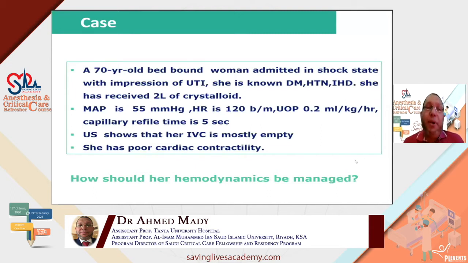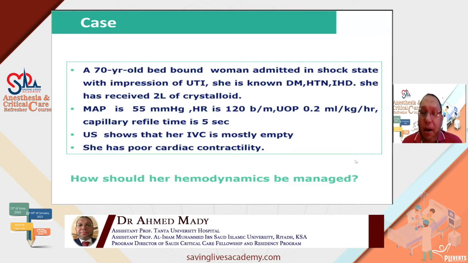Of course, when you look by IVC, I'm always consulting Walid. This is an area of interest, as well as our Prof. Ashraf Tayyar. They have the empty IVC as well as poor cardiac function. If you look at this slide, you can find many hemodynamic parameters. Just look at the blood pressure, heart rate, urine output, IVC, and contractility.